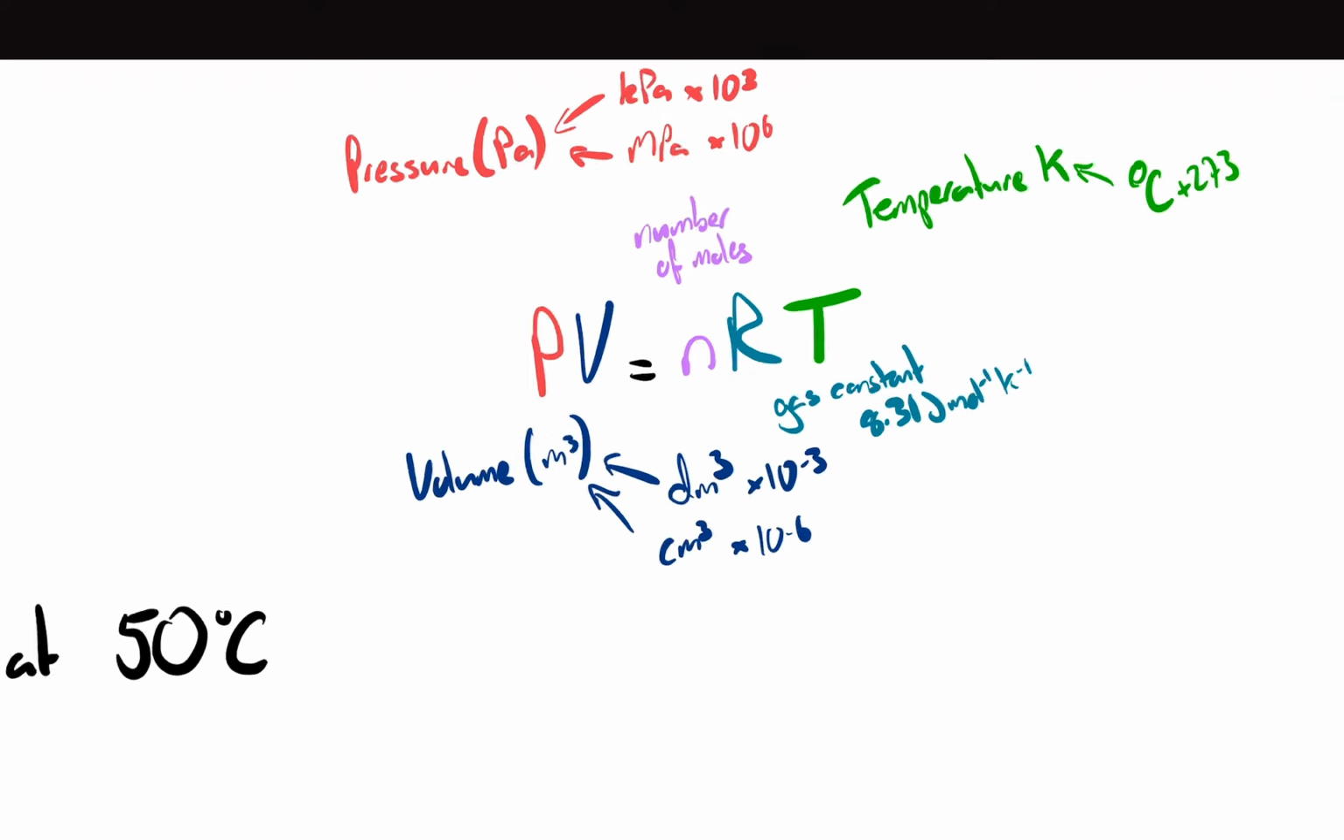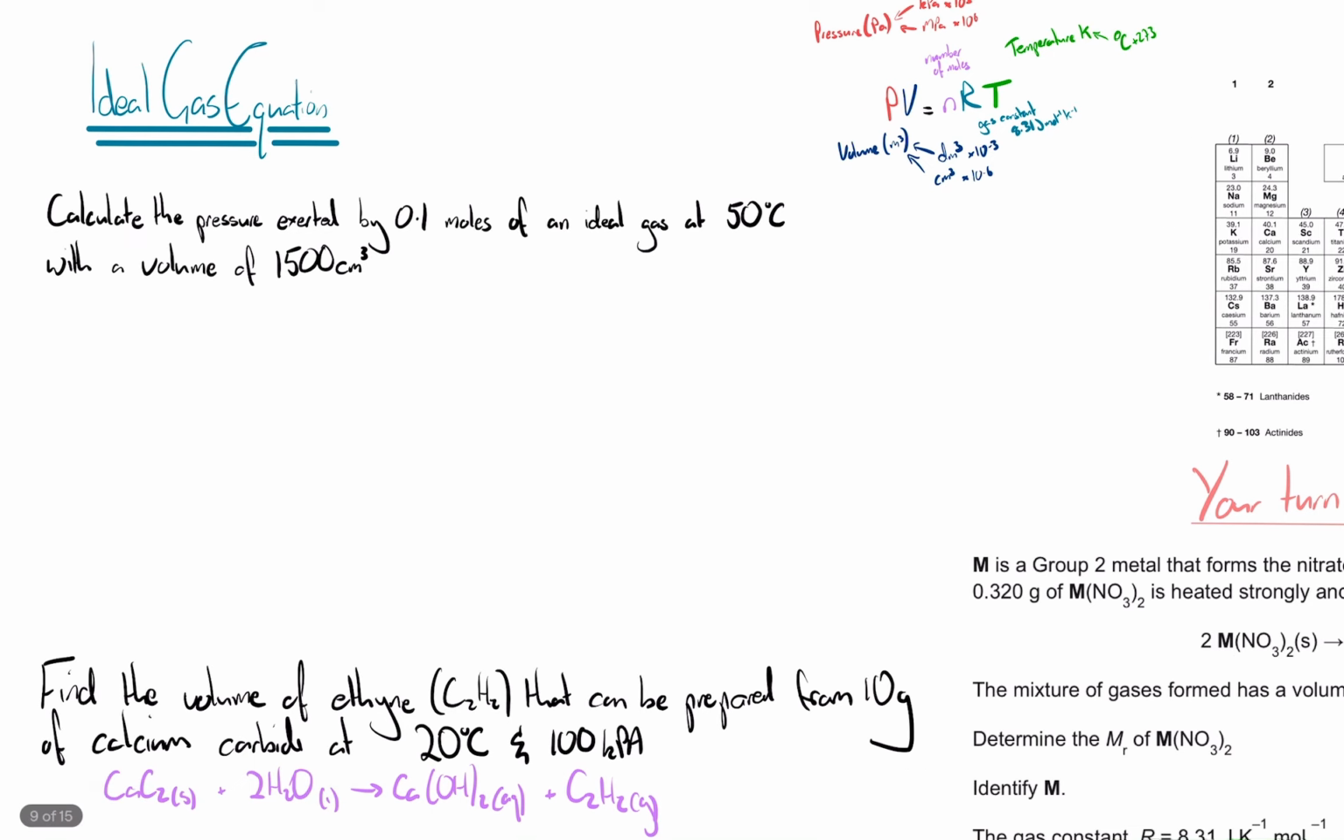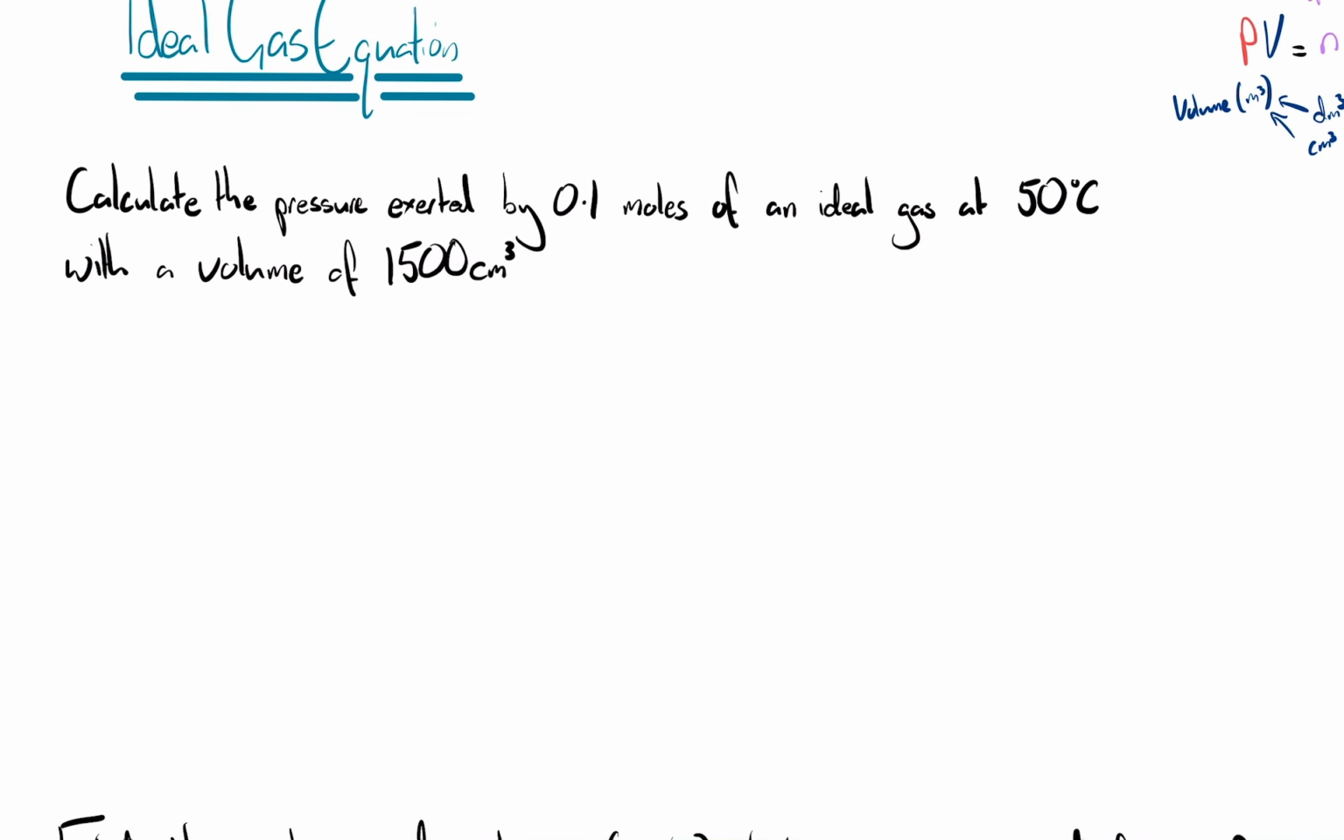Easiest thing to do is try and put this into practice. So, calculate pressure exerted by 0.1 moles of an ideal gas at 50 degrees centigrade with a volume of 1500 centimetres cubed. Now, the way I like to set this out is I like to just write P, V, N, R, T. I can start plugging information into this. Now, again, a question's always going to tell us what R is. It's 8.31, and everything else we need to work out.